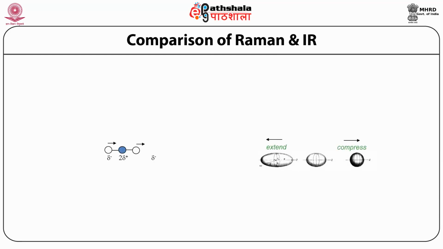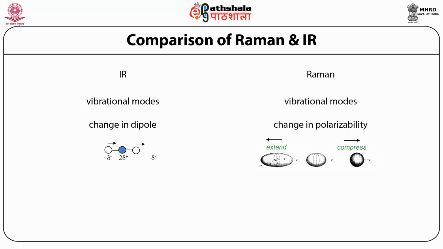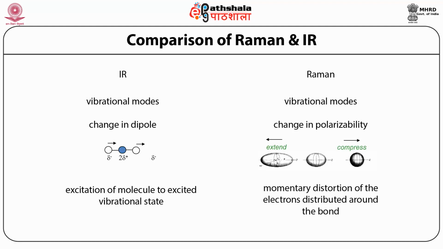Now we will talk about the difference between IR and Raman scattering. On the left hand side you see the IR and on the right hand side you have Raman. Point number 1 is the vibrational modes, 2 is change in dipole moment. In IR, Raman both have vibrational modes. There is change in dipole in IR, however in Raman there is change in polarizability. Point 3 is excitation of molecules to excited vibrational states. However, in case of Raman, it is momentary distortion of the electrons distributed around the bond.